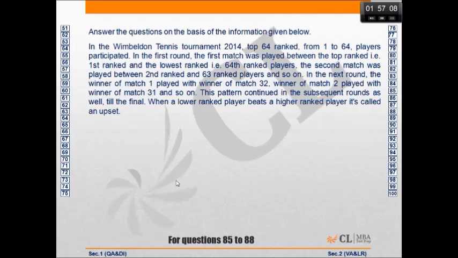data sets are. The first is a tournament. 85 to 88 is a tournament which is not my favorite area. I am not very comfortable, but this looks like something which is doable. Wimbledon, 64 top ranked players. Okay, I have not rejected, but this is not my favorite area. So tournament.